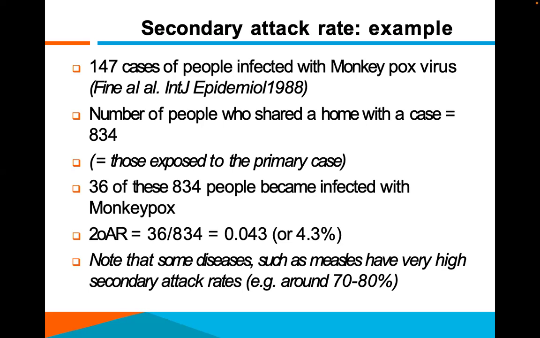Let's look at the secondary attack rate. For example, let's say we have 147 cases of people infected with monkeypox virus. Now, the number of people who shared a home with a case is about 834. Therefore, those exposed to the primary case, 36 of these 834 people become infected with monkeypox. Now, if you want to calculate the secondary attack rate, it is the 36 out of the 834 people, 36 over 834, that will give you the secondary attack rate.